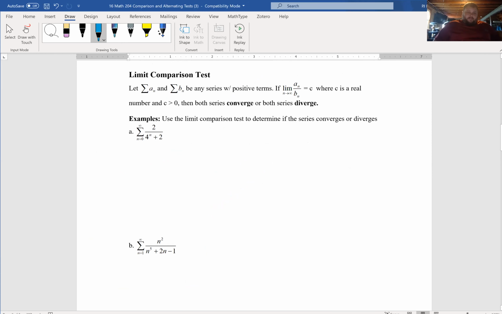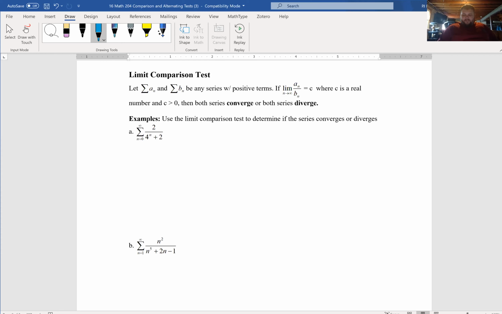All right, so that was comparison test. Now we get to do limit comparison test. And this is, I think, much easier to comprehend. We are still trying to find a B sub n that we come up with. We're still doing that by finding the dominant terms. We are still proving that B sub n either converges or diverges.